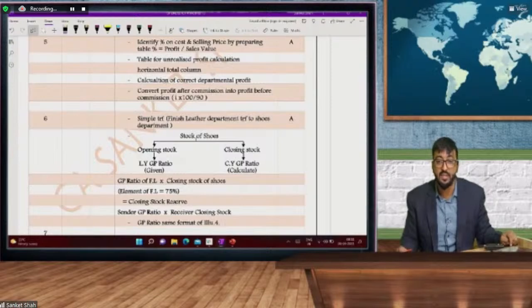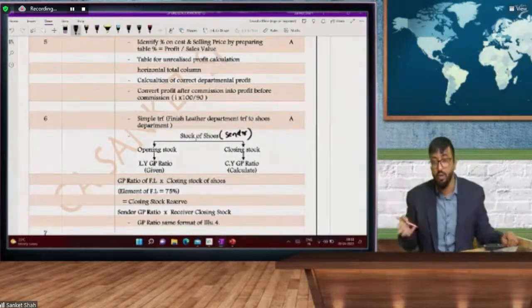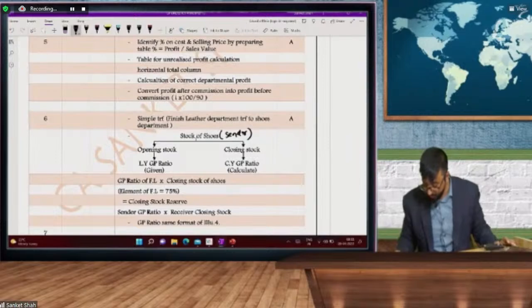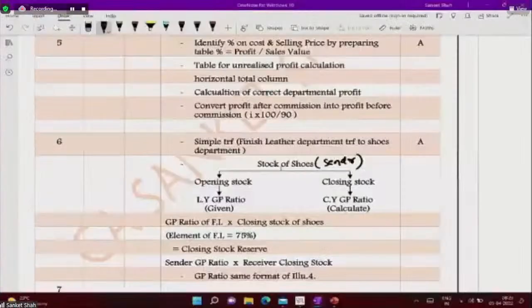And illustration number 6, finished leather to shoes department. Stock of shoes department, opening stock and closing stock. Sender's last year GP is given. Full element or only 75%? And your GP format is same. What is the format? GP: sales including internal transfer, Roman 2; Roman 3 GP ratio; Roman 4 closing stock; and Roman 5 unrealized profit on closing stock, stock reserve on closing stock. Yes, take the screenshot.